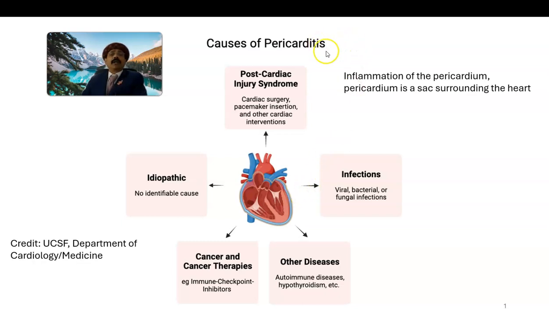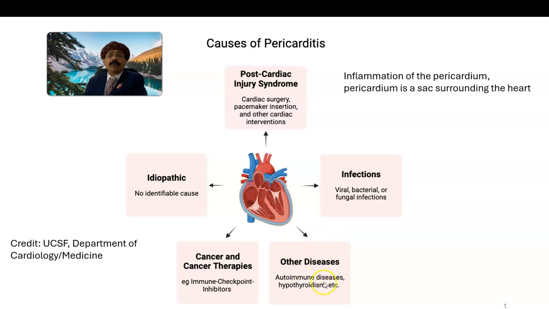Okay, what are the causes of pericarditis? It may be idiopathic, we don't know the exact cause. It may be due to infection: viral, bacterial, or fungal infection. It may be due to post-cardiac injury syndrome, cardiac surgery, pacemaker insertion, and other cardiac interventions. Cancer and cancer therapy, some medications, and some chemotherapeutic drugs may cause pericarditis. Cancer in the mediastinum can spread to the pericardium.